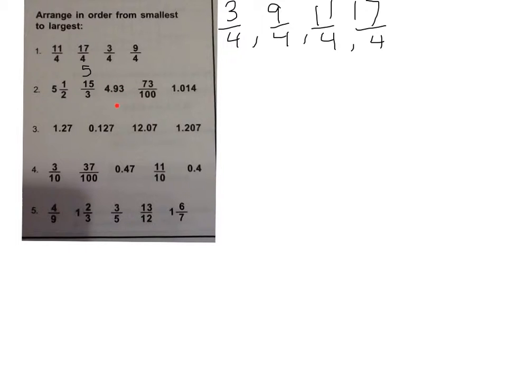Then I have 4.93. If I have $4.93, I have less than $5, so that one's got to be less again. I have 73/100. I don't even have 1 yet, and this one I have more than 1. So this is my smallest, 73/100. Now, I have 5.5, I have 5, I have almost 5, and I have 1 point something. So our next one is 1.014.